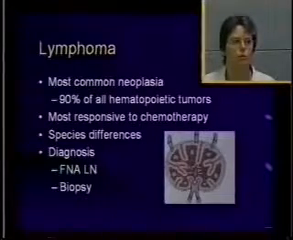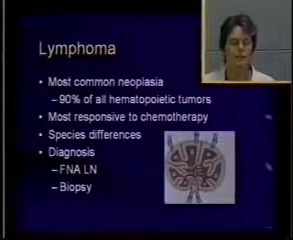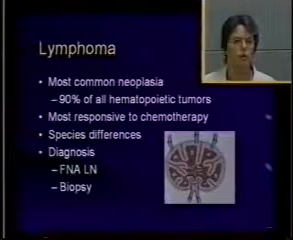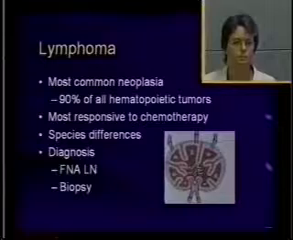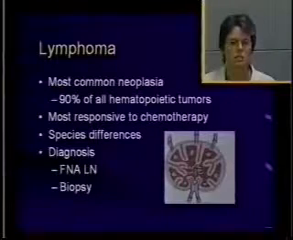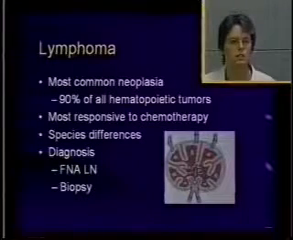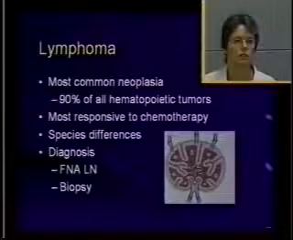Lymphoma is by far the most common neoplasia that we see in dogs and cats, and it accounts for 90% of all of the hematopoietic tumors that we see in both species. Of the cancers that we see, it is the most responsive to chemotherapy. But there are some species differences as far as its presentation and as far as our expectations.